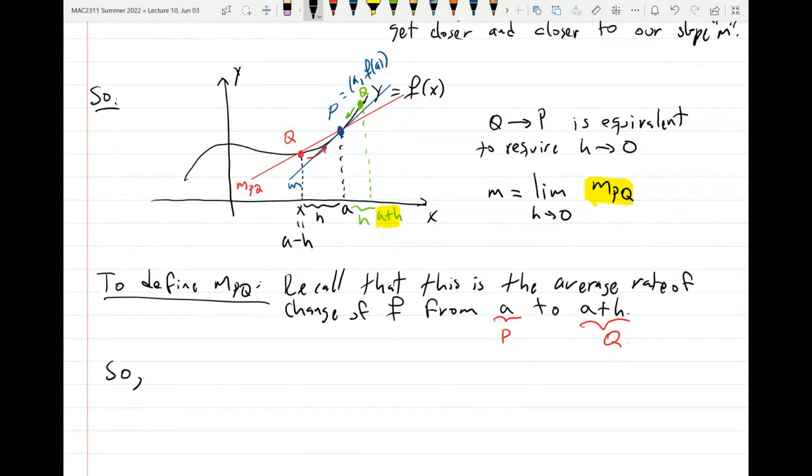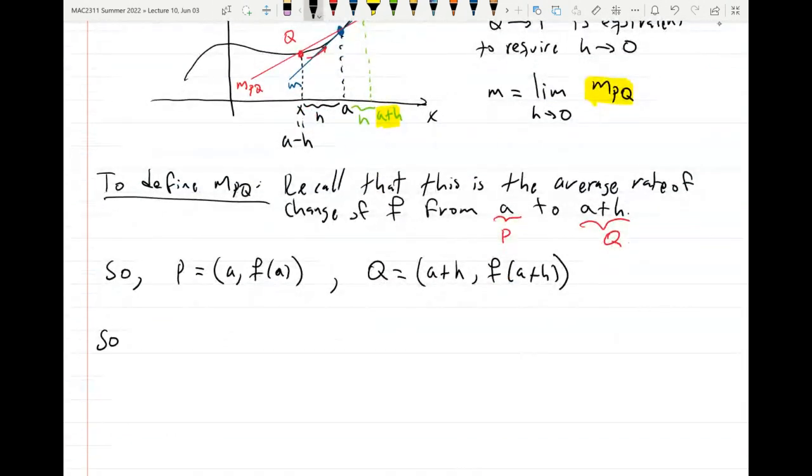So remember that P is a point, and it has coordinates a comma f of a, and Q is also a point. And what are the coordinates of Q? Again, I'm going to be looking at the green one, but whether h is positive or negative, it will be the green or the red situation. I stress this. But anyway, the coordinates of Q are going to be a plus h, that's the x value, and then f of a plus h.